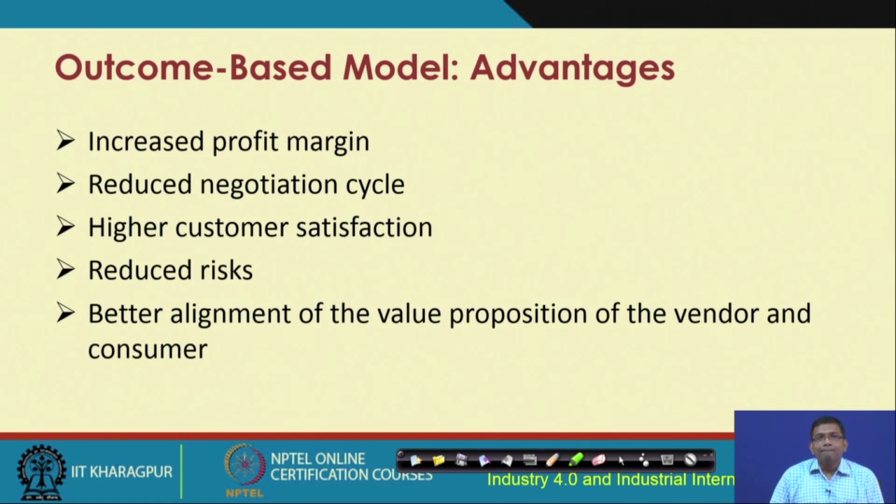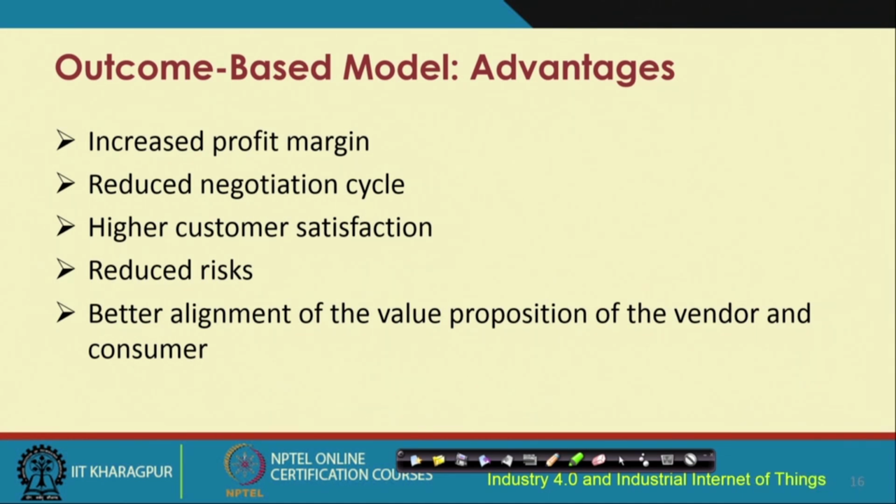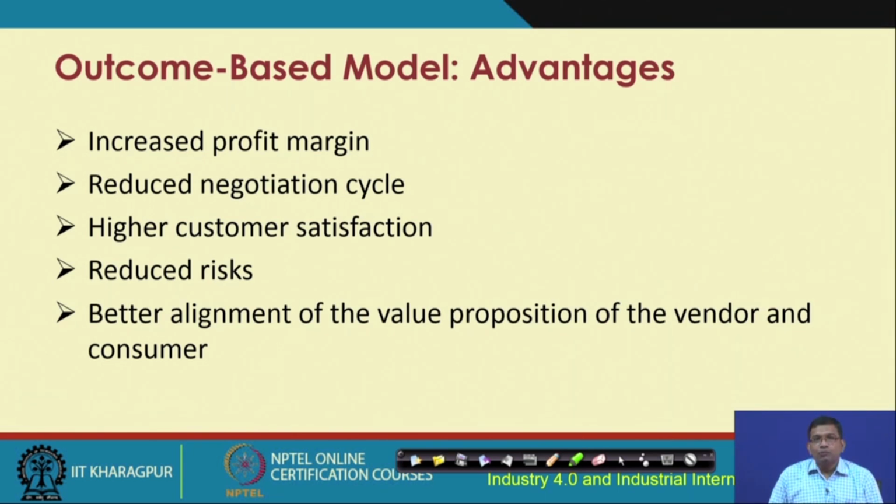The outcome based model leads to increased profit margin and a reduced negotiation cycle with the customers. So, the negotiations that happen between the customers and the business, the outcome based model basically reduces. The third one is increased customer satisfaction, reducing the overall risks in the business, and better alignment of the value proposition of the vendor and the consumer. So, these are different advantages of the outcome based model.